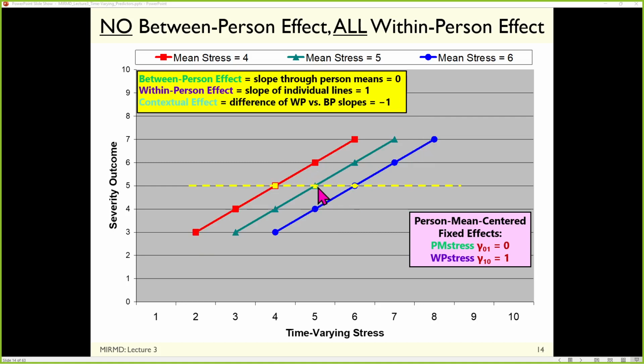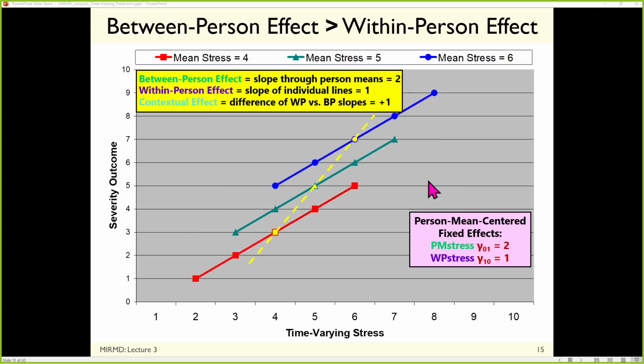In this case, the person who went to the trouble to collect longitudinal data is going to be very excited, because now we have a relationship that is entirely within persons. For every unit more stress you have than your mean, whatever that is, your severity at that occasion is higher than usual by 1. The slope of the between person relationship through the means is 0. It's not that people who have more stress have more severity. It's that when you have more stress than usual, you have more severity than usual. Or you could have both.